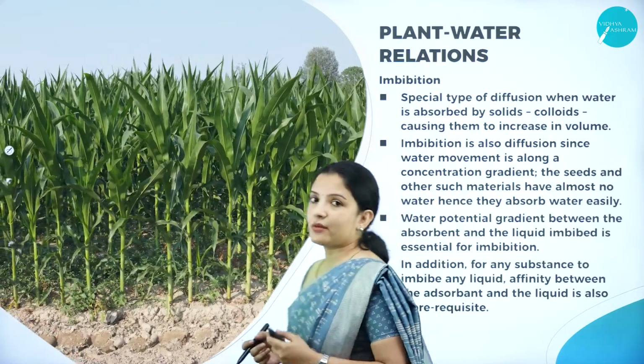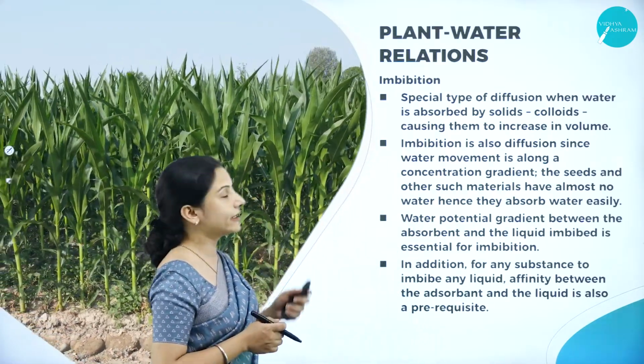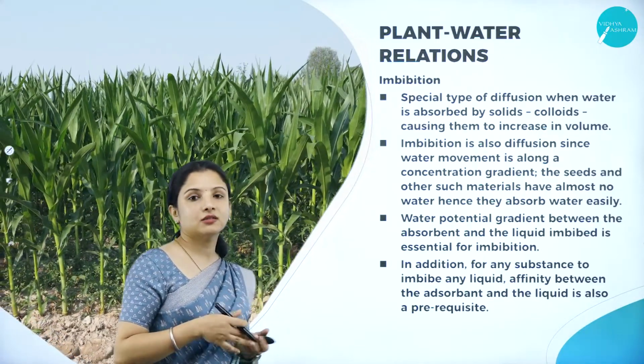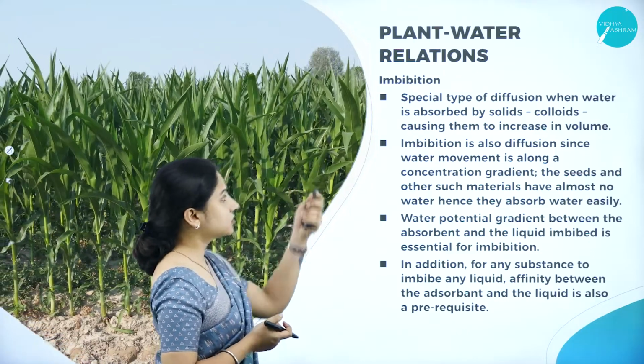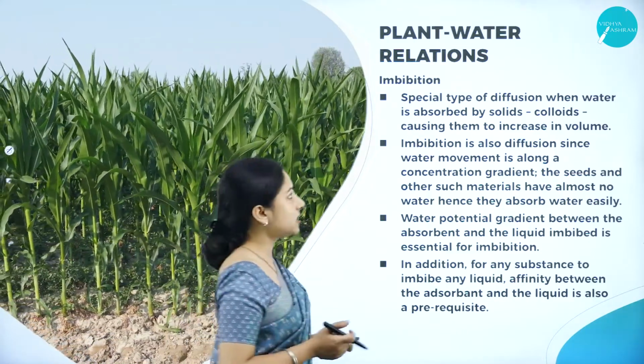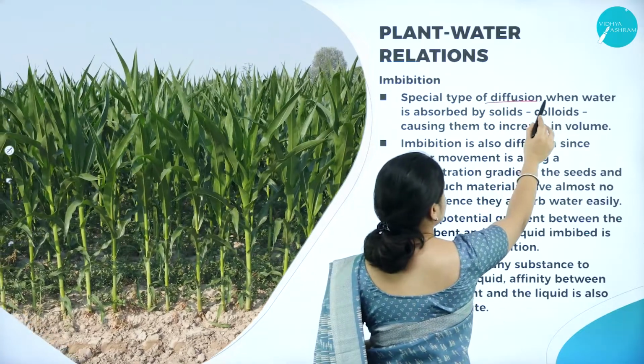Next we'll study one more important term called imbibition, which also tells us about the movement of water, that is the plant-water relationship. Imbibition is a special type of diffusion. So what is diffusion?